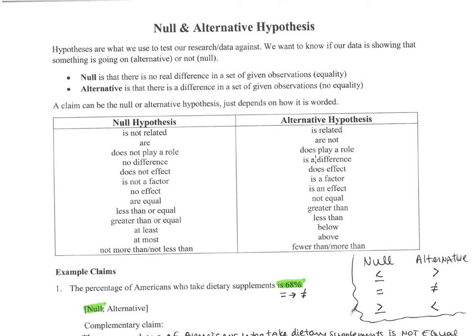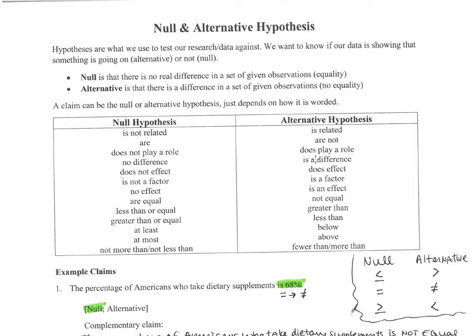So it's got some information from the previous video, but a little bit of extra stuff here with some examples. Hypotheses are just what we use to test our research or data against. We want to know if our data is showing that something's going on, which is the alternative hypothesis, or that nothing's going on, which is the null.